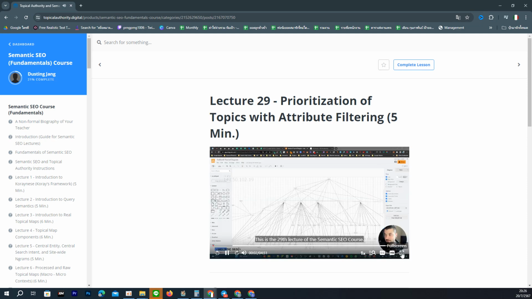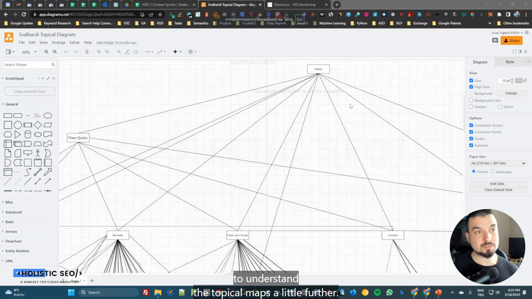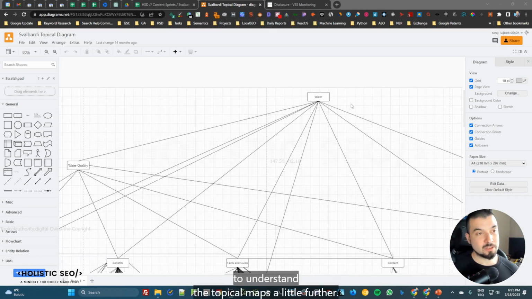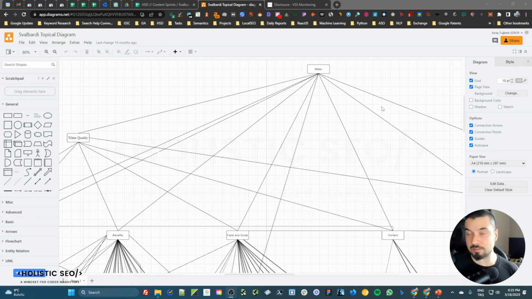This is the 29th lecture of the Semantic SEO course. In this lecture, we will dive into this diagram to understand the topical maps a little further. Most of the time, I don't suggest you use these types of visualizations. This is just an exception because the client wanted to see something like this and we created it. But this is a good sample to be able to see some of the root attributes.